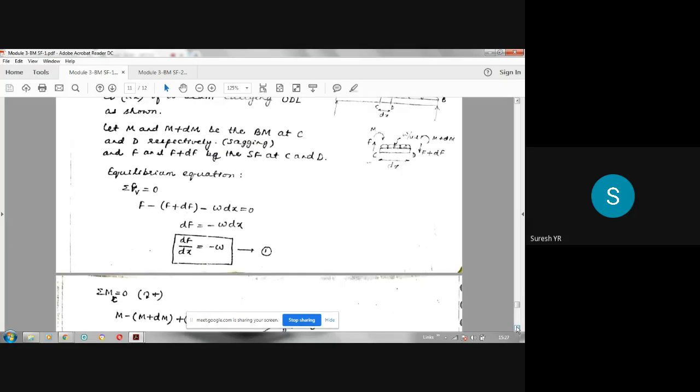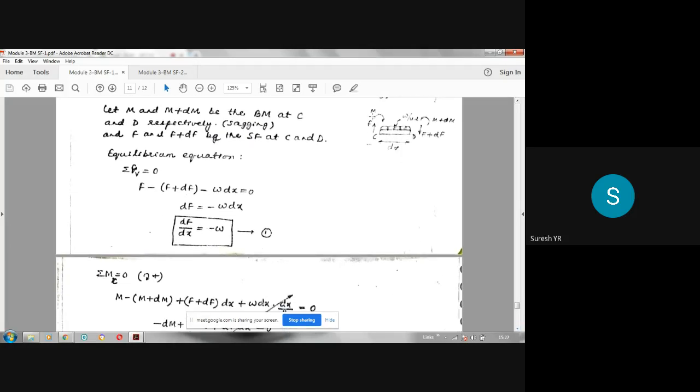Now let us see what are the forces that are there. M is the moment. So moment is clockwise. I am taking the moment about C here. So M is clockwise, so plus M. You have to take plus M. M plus dM is anti-clockwise. Even though it is sagging, when you are using clockwise and anti-clockwise, this becomes negative. So minus of M plus dM.